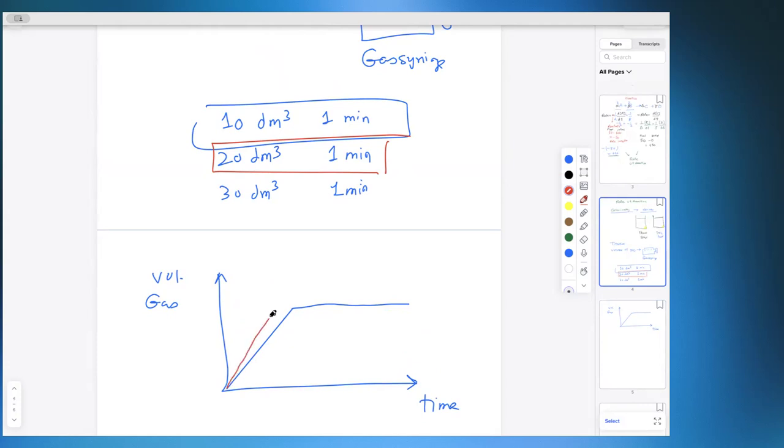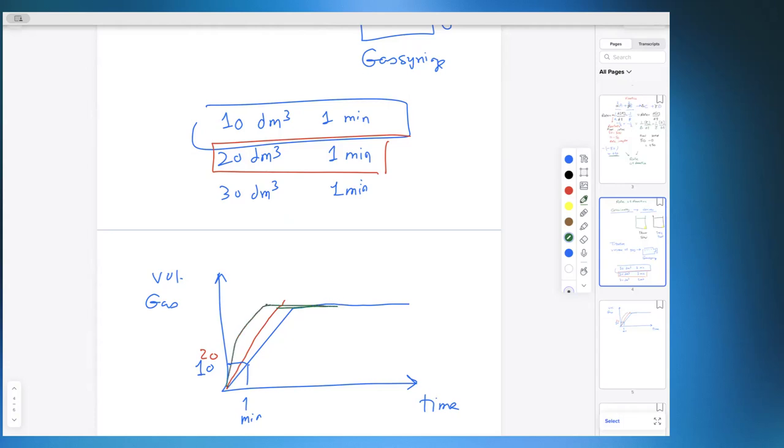So if the curve is steeper, it means that the rate of the reaction is faster. Why? Because here, after 1 minute, there is only 10 decimeter cube formed, while in the second curve at 1 minute, there is more volume formed. So I will see that the volume is 20, for example. And then the other curve will be even steeper, but I will notice that all the curves will end at the same place.